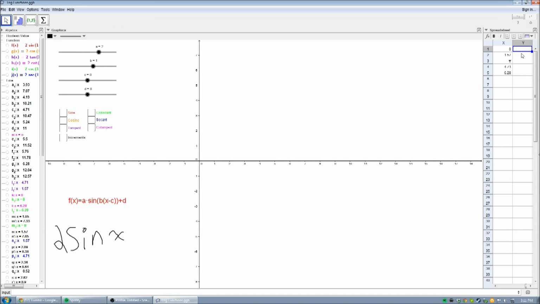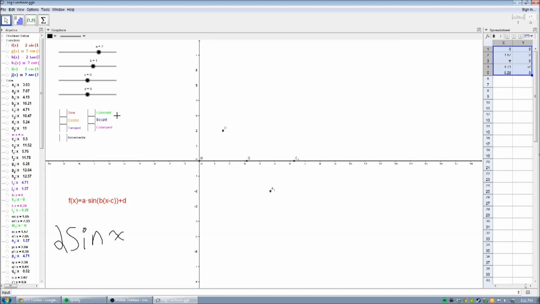So if I take the sine of 0, that is 0. 0 times 2 is still 0. The sine of pi over 2 is 1. 1 times 2 is 2. The sine of pi is 0, and 0 times 2 is still 0. The sine of 3 pi over 2 is negative 1. Negative 1 times 2 is negative 2. And the sine of 2 pi is 0, and 0 times 2 is still 0. I'm going to create these points.